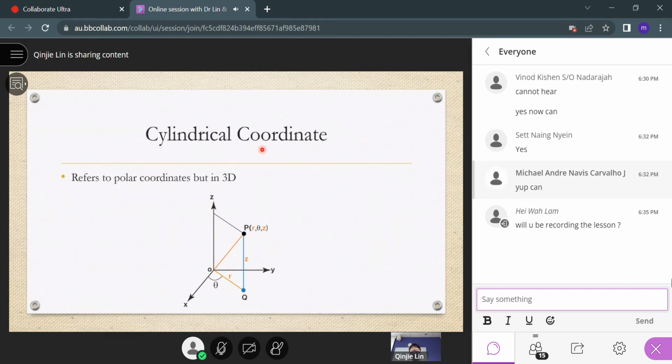So cylindrical coordinate is actually polar coordinates, but in 3D. Just now we have theta and we have the r, right? But if we do it in a 3D form, it's just another term. We call it cylindrical coordinate, because if you have a cylinder looking like that, this coordinate will nicely describe a cylinder. That's hence the name. It's just 3D of a polar coordinates.